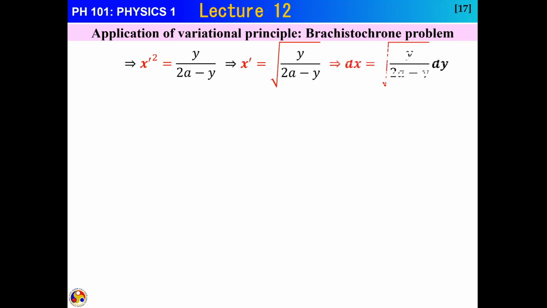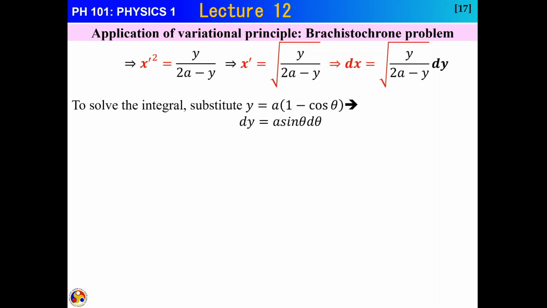Or we can write it dy by dx. So this x prime is dx by dy. So dx is here, dy is moved to the right side. Now how would I solve this integral? Because when you want to find x, you have to find the integral of this function. So to solve this integral very easily, let us take y as nothing but a into 1 minus cos theta.